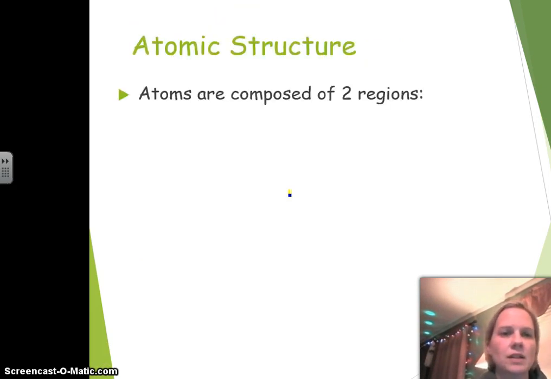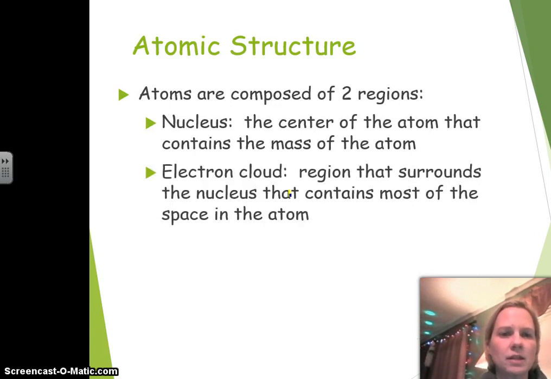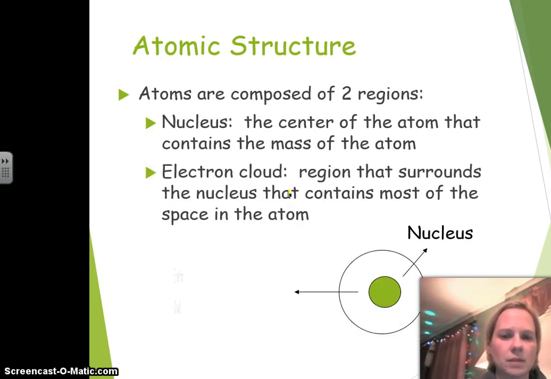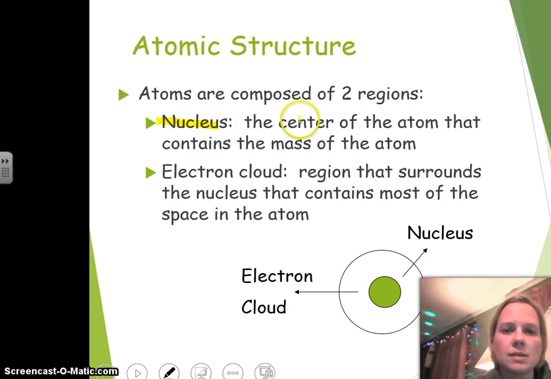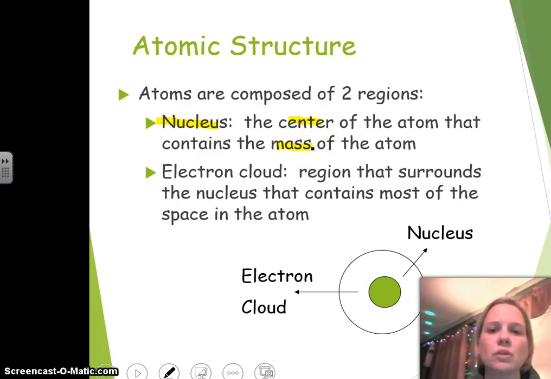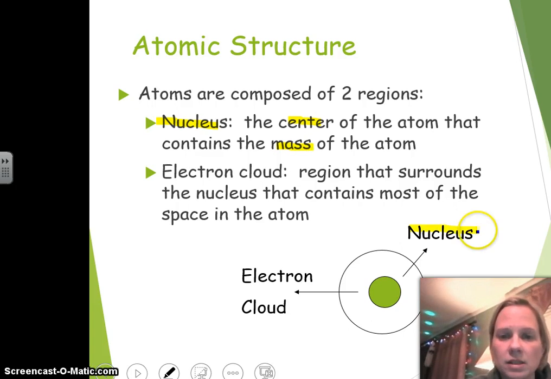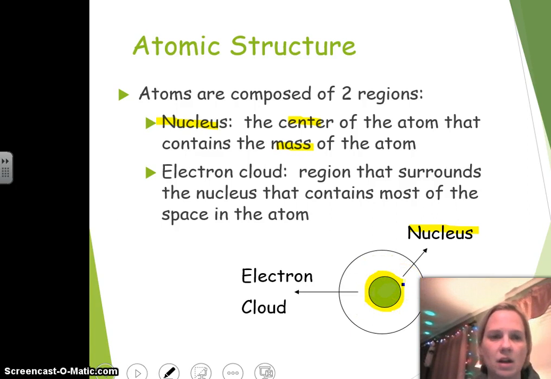All right, so now the atomic structure. When we look at atomic structure, I'm going to go through all these little pieces at one time so I can say it all at once. We have two regions. The first region that we're going to look at is the nucleus. The nucleus is the center of the atom, and it contains the mass of the atom. Think of a nucleus just like you would think of a nucleus in a cell. So here's the nucleus, this region right in here. It's the center of the atom, most of the mass. The electron cloud surrounds the nucleus. That's a big thing, so make sure you remember that.